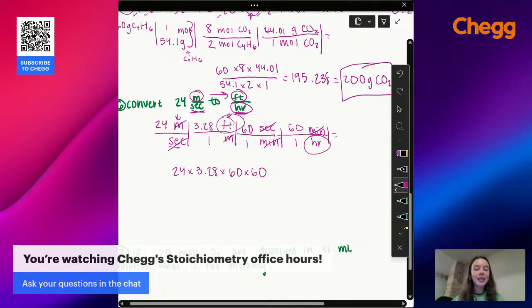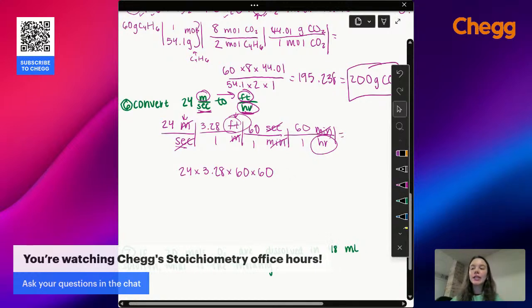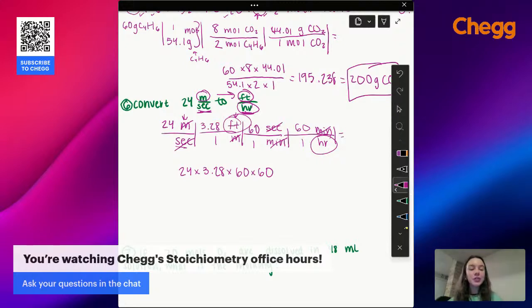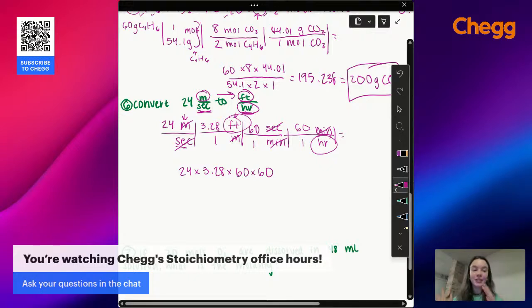Okay, if you are just now coming in, we are doing stoichiometry from chemistry. We're currently solving this: convert 24 meters per second to feet per hour. So if you're confused, that's what we're starting with. But if you have any questions about chemistry, about stoichiometry in chemistry, type those in the chat, and that's what I want to help you all with. So type those questions. That's what I'm here for. That's what these office hours are for, for you guys to get personalized help with your problems.